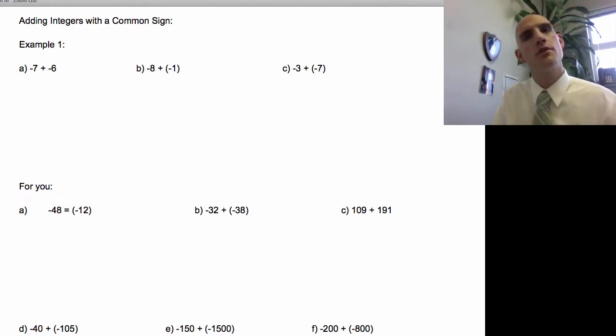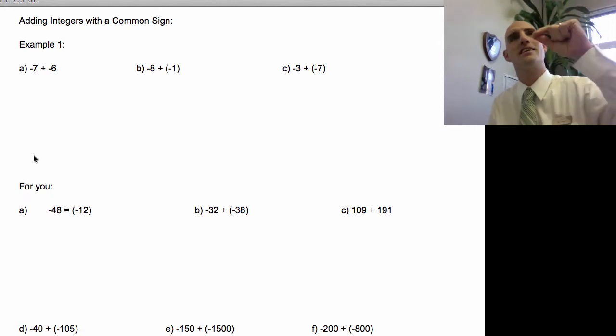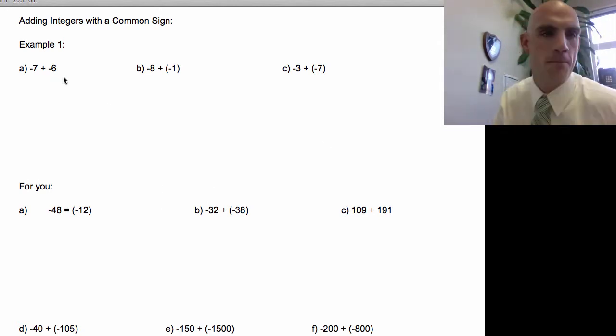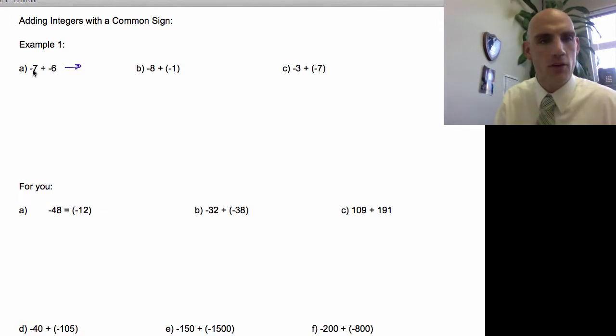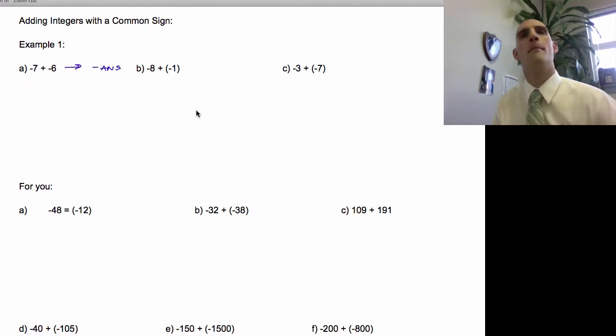And so what I'm going to do is show you a way to do it so it's technically each time the same way. Technically speaking, we know that if we have some negative stuff and some more negative stuff, we're going to have a negative answer. How do we come by that answer?